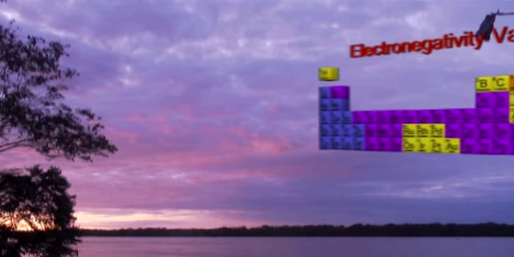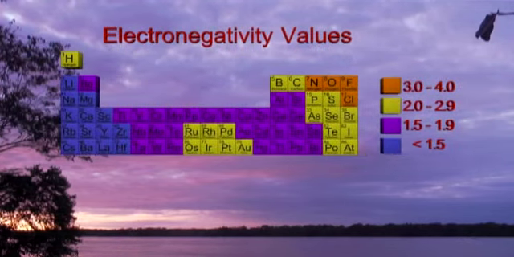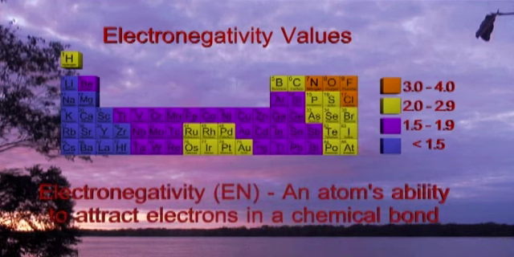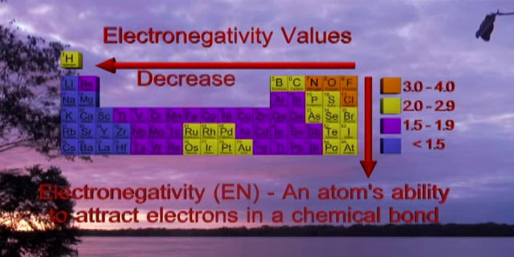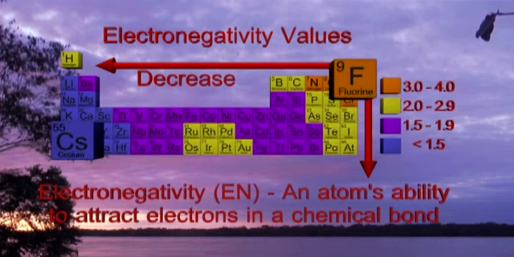But how do we know if an ionic bond or a covalent bond will form given a molecular formula? To answer this question, we need to look at electronegativity values for the elements. Electronegativity is defined as an atom's ability to attract electrons within a chemical bond. From the periodic table, we see that values for electronegativity tend to decrease going from right to left and down a family or group. The values range from 4.0 for fluorine to 0.7 for cesium.